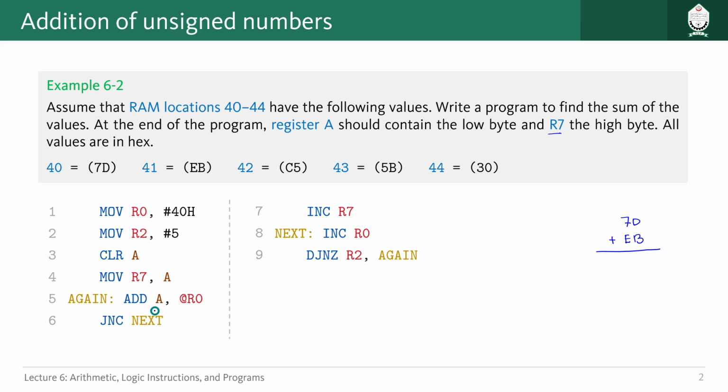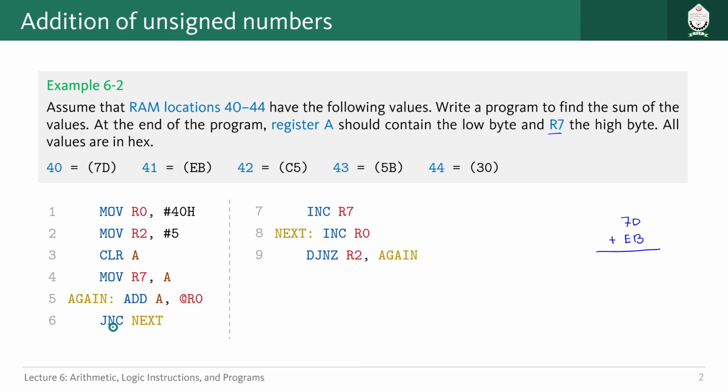So here we are using indirect register addressing. In R0 we have the value 40, so whatever value we have in RAM location 40 will be added with register A. In register A currently we have 0, so these two values will be added, and after this addition if there is any carry, that will be taken care of by this line.